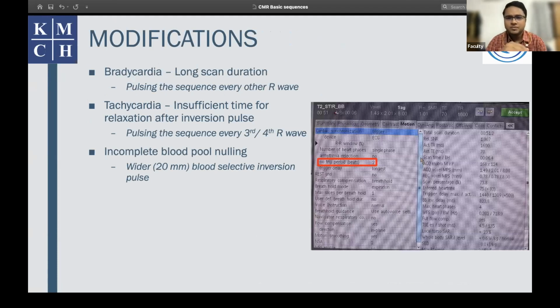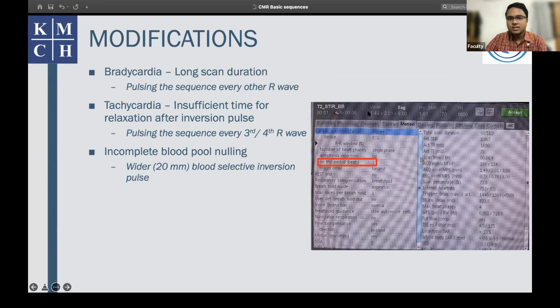So there are certain modifications that can be done in these double and triple inversion recovery sequences. One is that since the image is acquired over multiple RR intervals, in case of bradycardia, when the heart rate is very low, the scan duration will be prolonged. So in this case, what we can do is instead of pulsing the sequence every 2 RR intervals, we can pulse it every single RR interval.